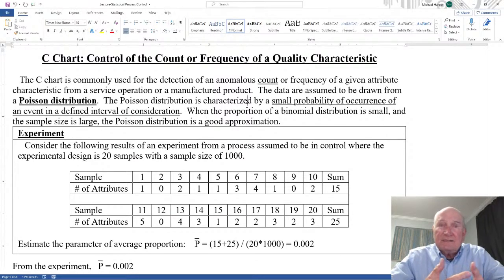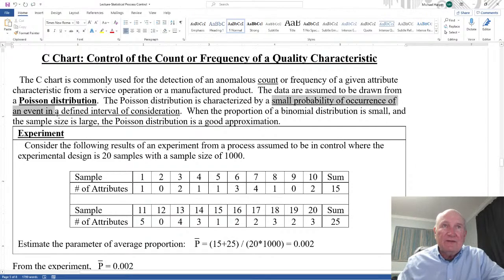And so this is statistics. This is actually probabilistic statistical design, statistical theory. It's not data analysis, it's statistics. In other words, the Poisson distribution is a very important distribution. It can be derived many different ways. In this case, it's characterized by a small probability of occurrence of an event in a defined interval of consideration.